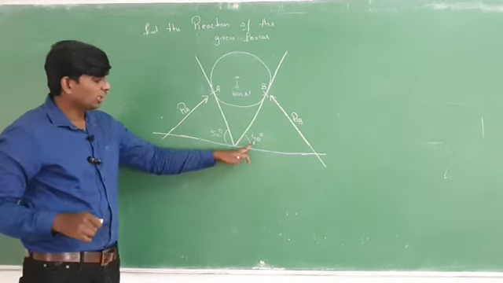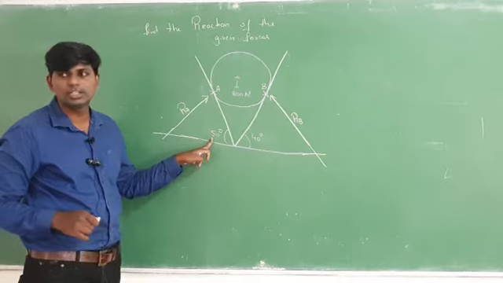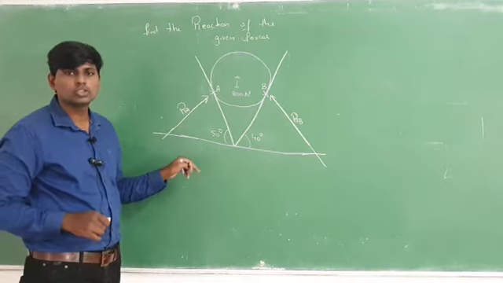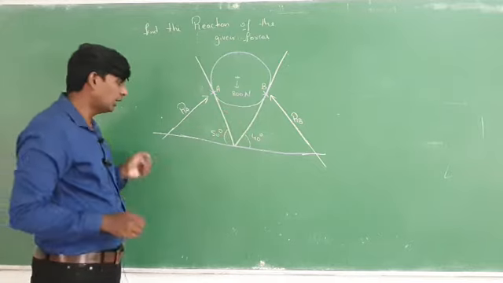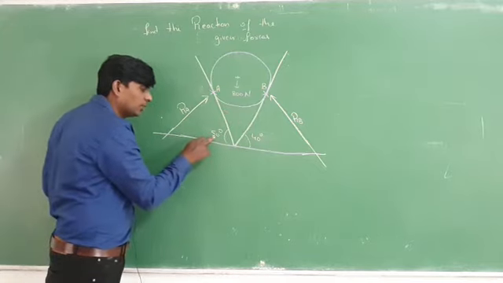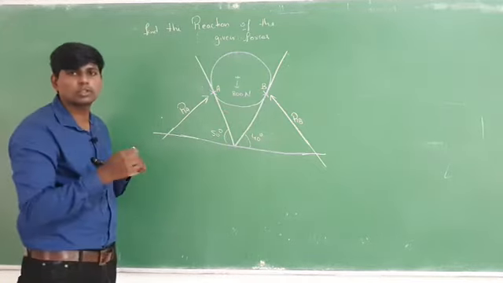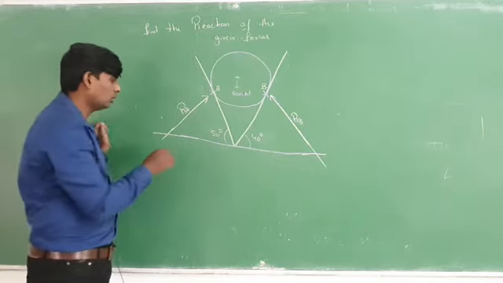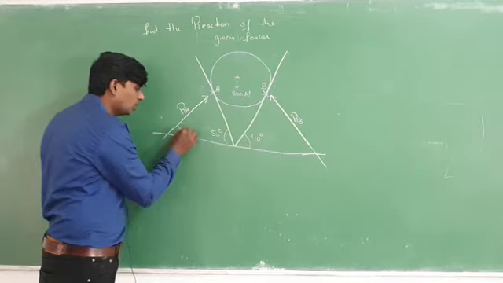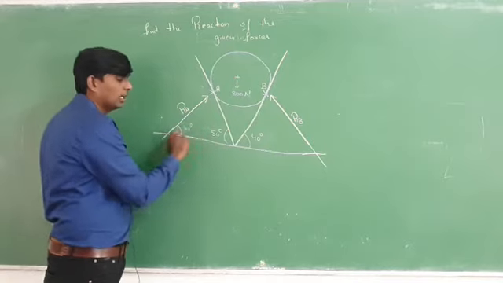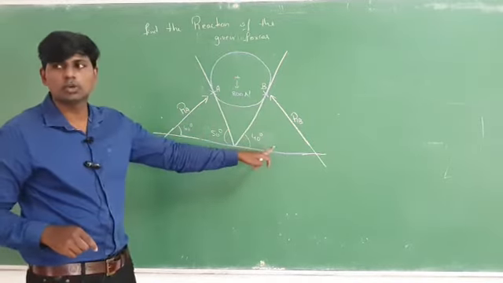Here 40 degree is there and here 50 degree is there. The sum of these two angles should be 90 and the sum of these two angles should be 90. Here there is 50 degree, so how much do you have to add to make it 90? You have to add 40 degree. 40 plus 50 will be 90. Here there is 40 degree.